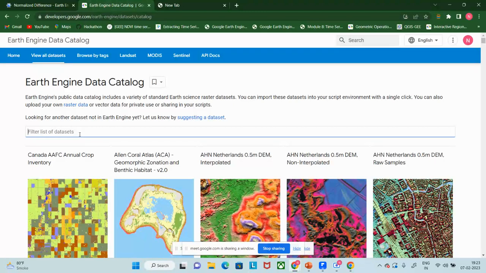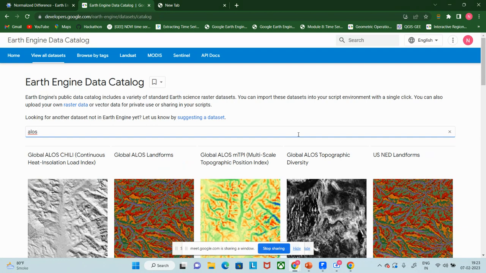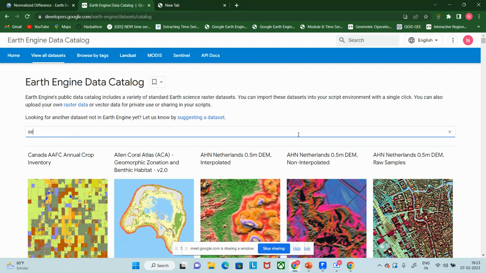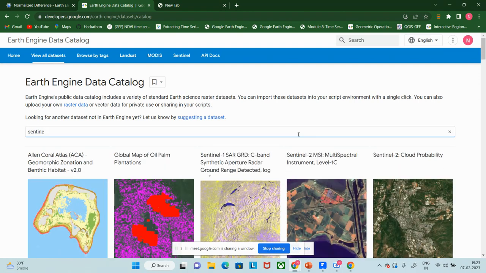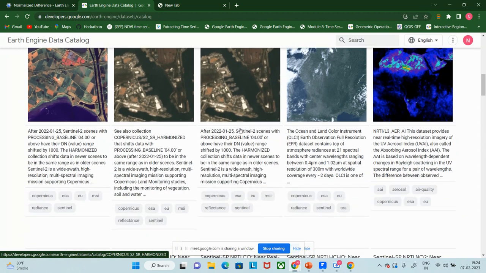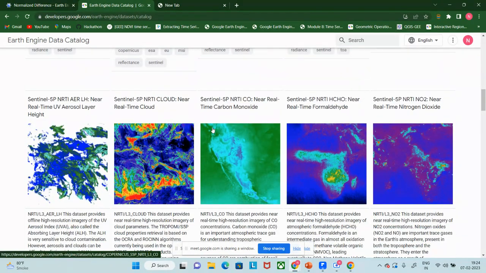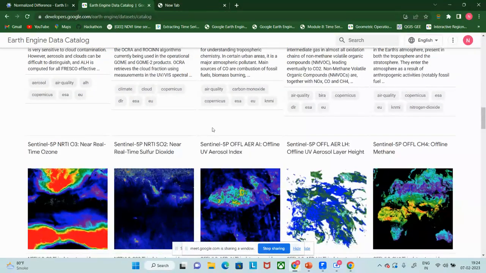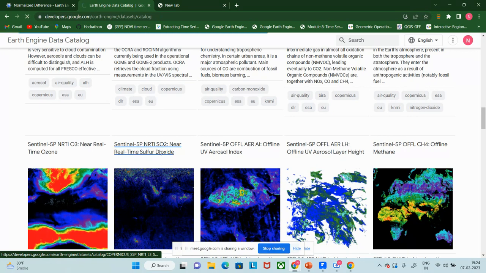Now suppose we are working on, I think ALOS PALSAR is not there. I will just check. It is not there. Sentinel, if you see, is there. So we search for Sentinel. This much Sentinel data is there, means this many different products. Now if we want any product, suppose Sentinel 5P is giving near real time sulfur dioxide. If you want sulfur dioxide, just click on this.